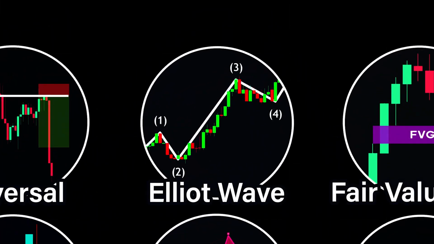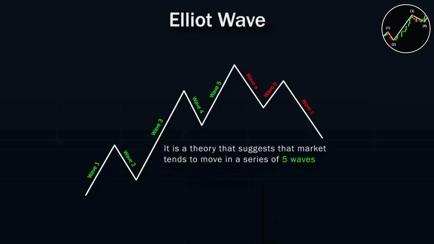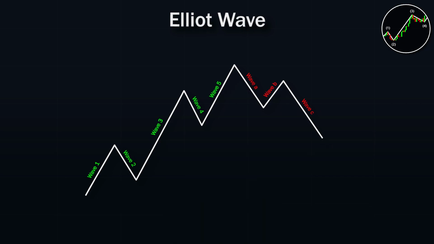Elliot Wave. It is a theory that suggests that market tends to move in a series of 5 waves before reversing and forming another set of waves in the opposite direction. By understanding the Elliot Wave sequence, traders can predict where the price is heading by following the pattern. In a chart, we can label each point of the waves as 1, 2, 3, 4, 5 and ABC.